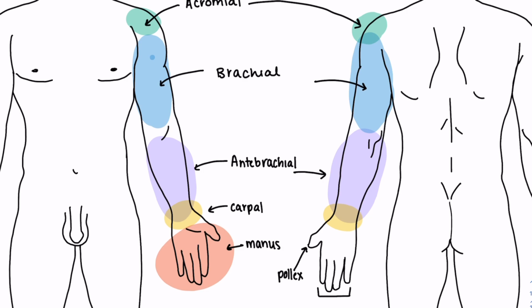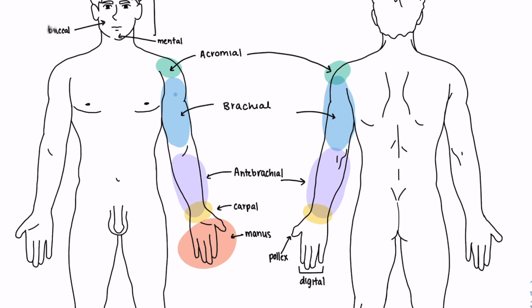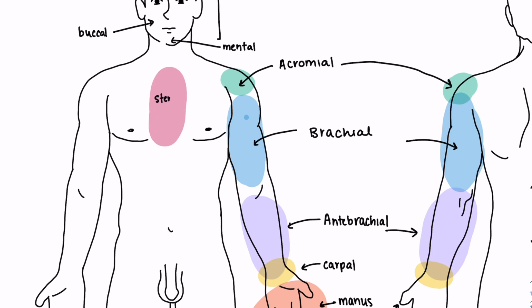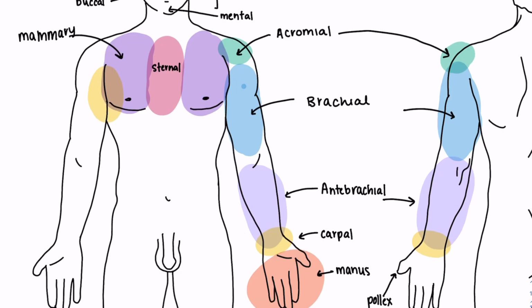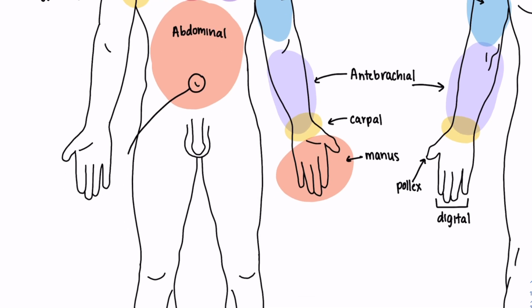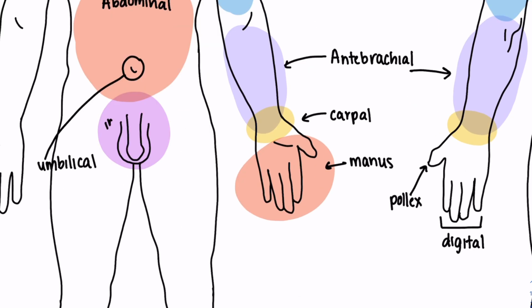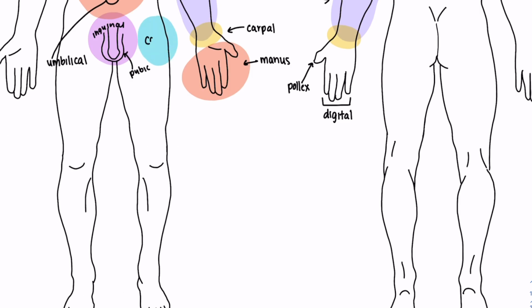When we look at the thumb, it is known as the pollex, and the fingers are known as digitals. The area in the center of our chest is the sternal region, and on either side is our mammillary regions. Our armpit is known as the axillary region, and where our stomach is, or our belly, that is our abdominal region. And our belly button is the umbilical region. The groin area is the inguinal region, and where our reproductive organs are is our pubic region. The hip is known as the coxa or the coxal area.